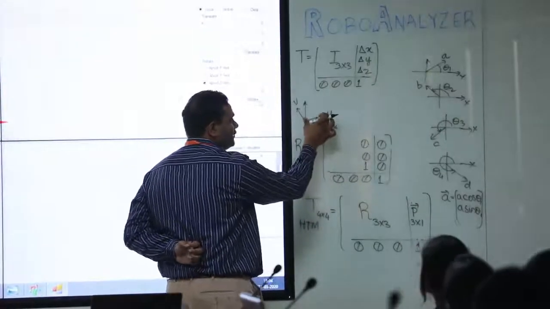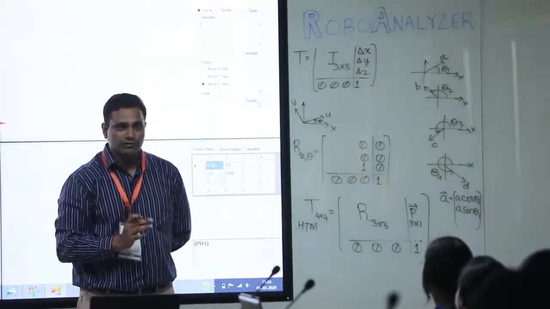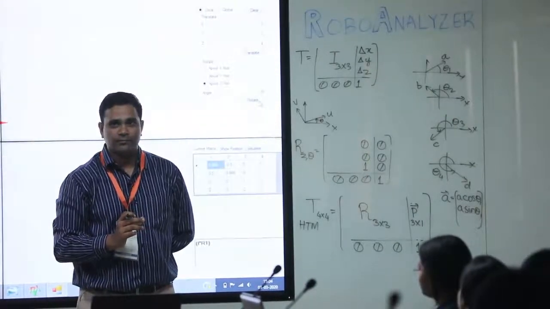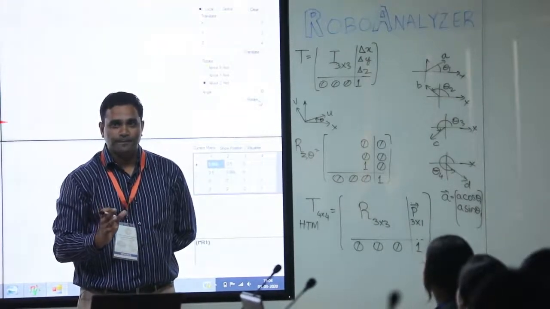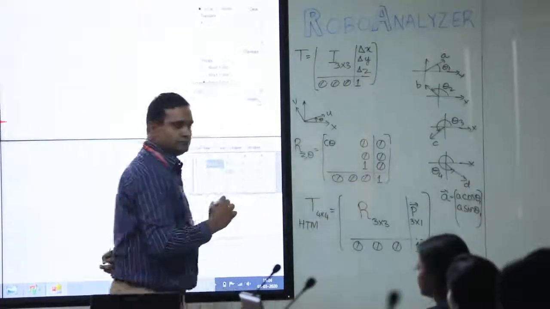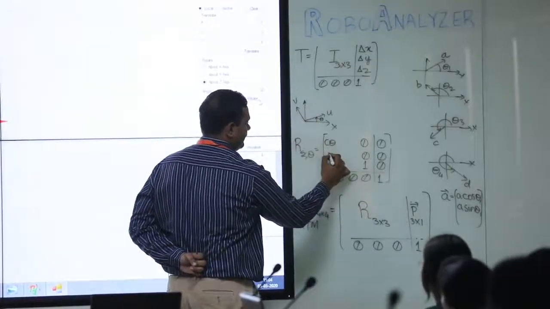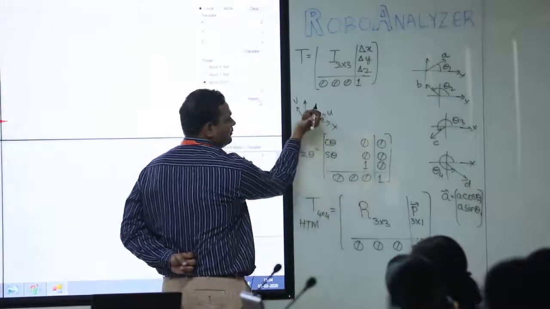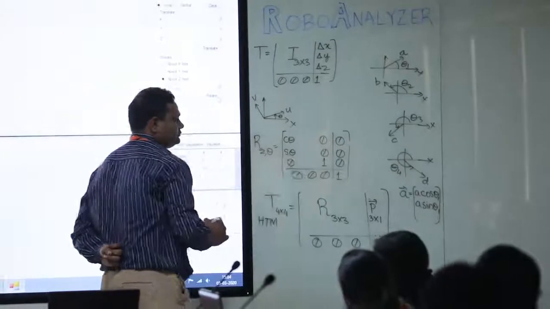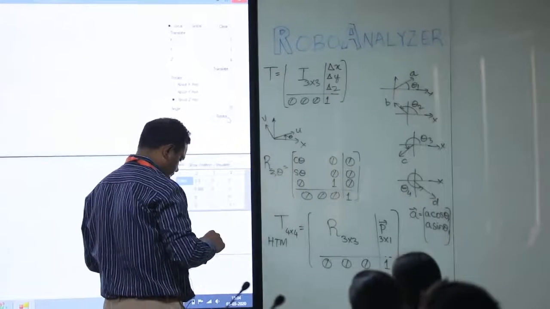Component of U vector: u cos theta. What is the magnitude of u? 1. Are you all on the same page? Is u 1? So can we write cos theta here? What is the y component of this vector? Sin theta. Does it have any component along the z vector? 0. Clear?